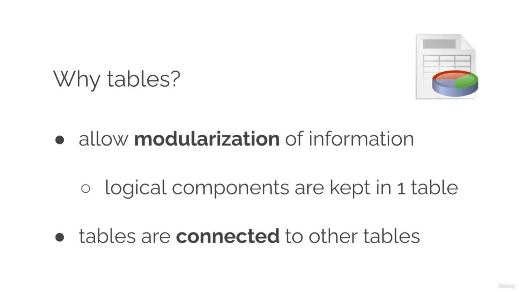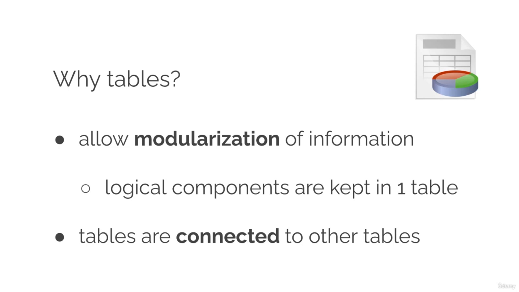Why do we use tables as the most common form of being able to store data? Well, tables allow you to modularize information, keep it in modules or separate it into modules. Logical components are kept in one table. For example, all cats are in one table in the animals database. All dogs could be in another table, and you wouldn't mix up cats or dogs in one table unless you had a logical reason to do so.